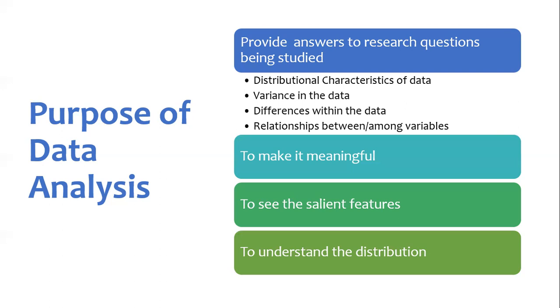Are you seeing a pattern different in the southwest of a country compared to the north central of a country? So then also, we need to see the differences within the data. And then what relationship do we have between or among the different variables? Is there a correlation between educational status and age? Is there a correlation between educational status and the amount that you earn?